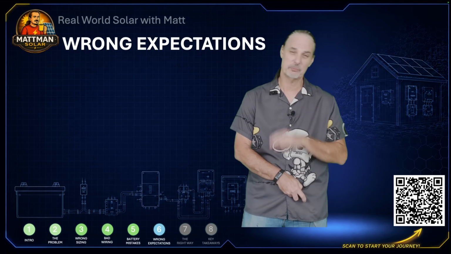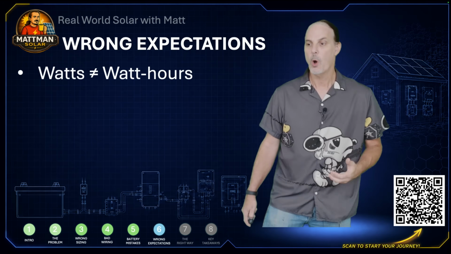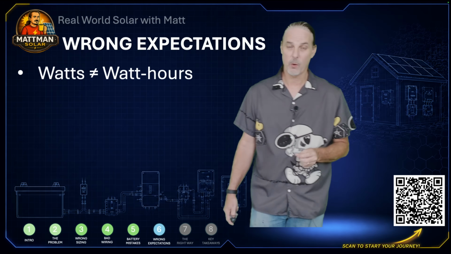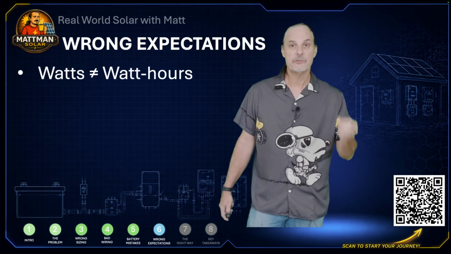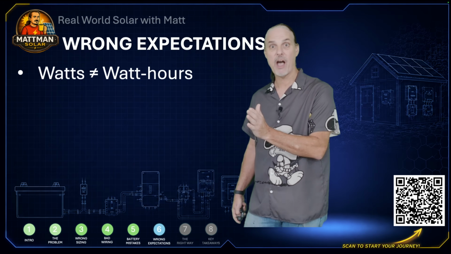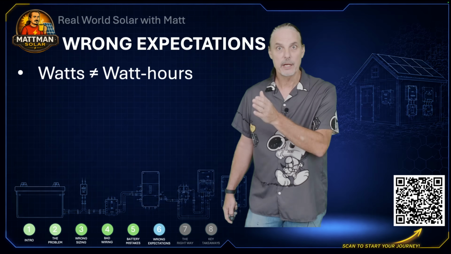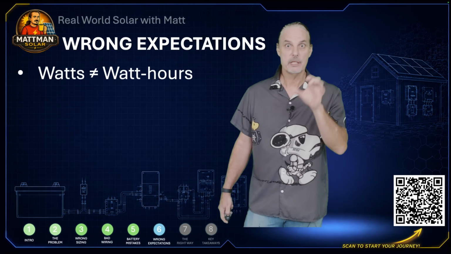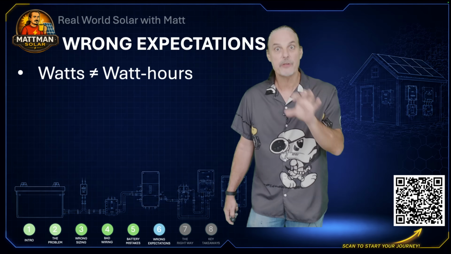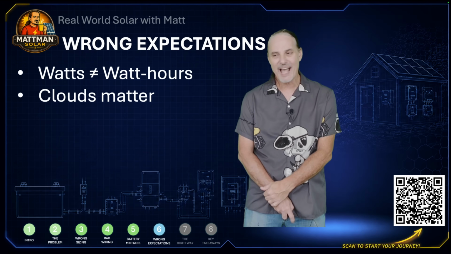All right, let's talk a little bit about expectations, because there are a lot of wrong expectations out there, and usually this leads to dissatisfied solar system installations when you're done. So you need to understand your expectations. Watts are not watt hours. 1,000 watts of usage for an entire hour is 1 kilowatt hour, meaning you used 1,000 watts for a full hour.